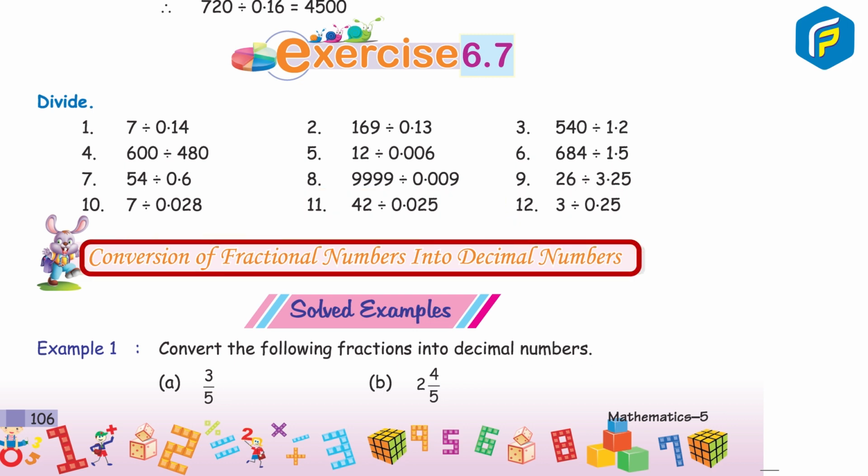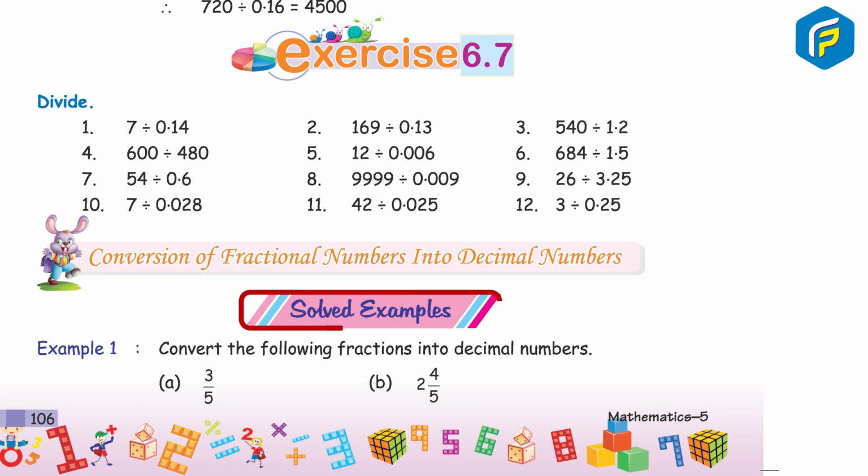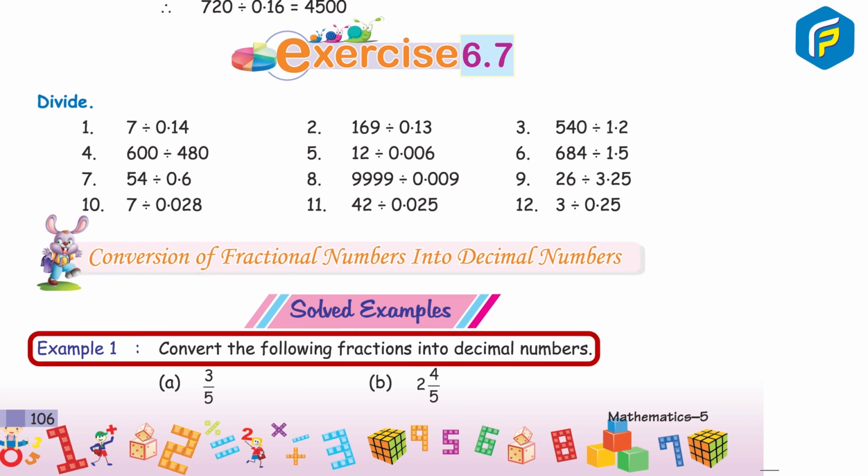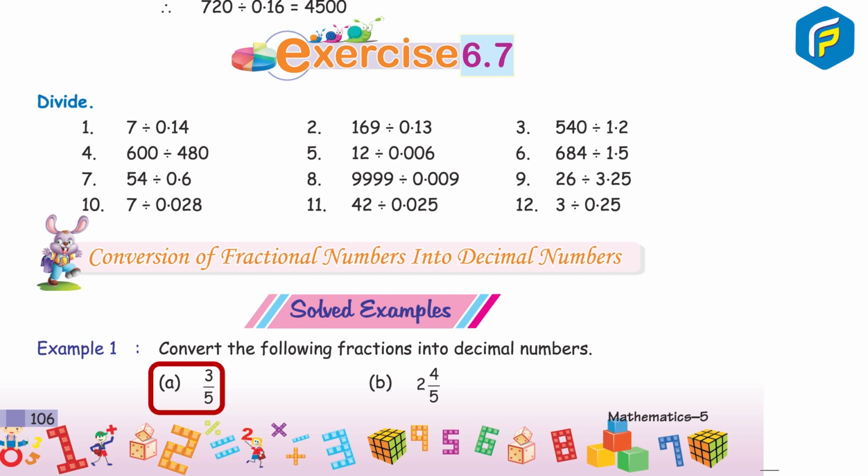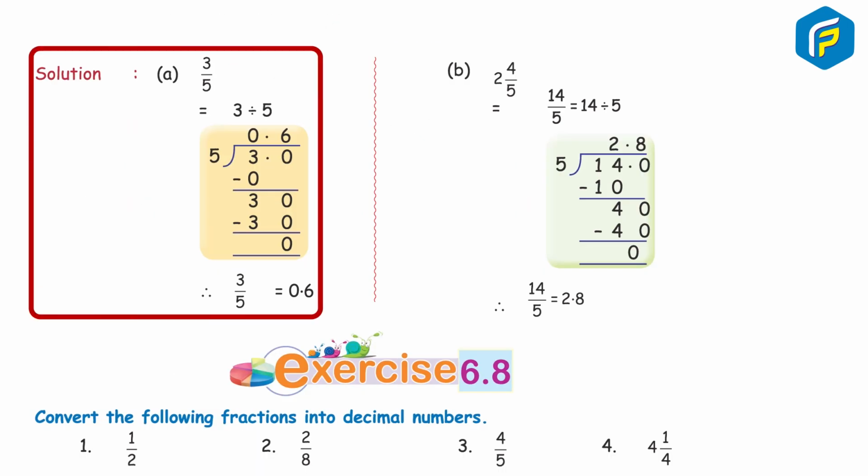Conversion of fractional numbers into decimal numbers. Solved example. Example 1. Convert the following fractions into decimal numbers. A. 3 upon 5. B. 4 upon 5. Solution: A. 3 upon 5 is 3 divided by 5, which equals 0.6. B.